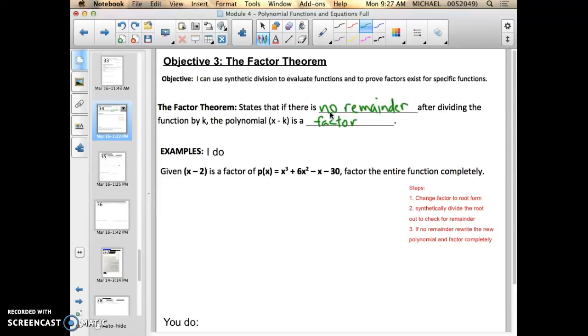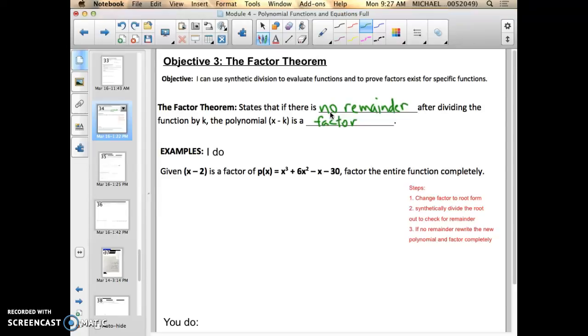All that's saying is that if I'm given a factor and I want to see if it is indeed a factor of a polynomial, I have to divide it out of that polynomial, and if I do that and the remainder is 0, then I know that the factor given is a factor of the polynomial as well.